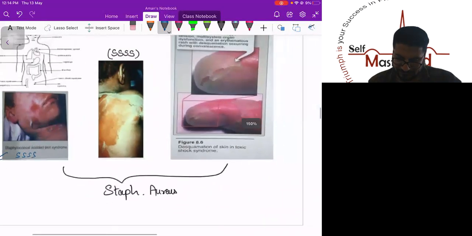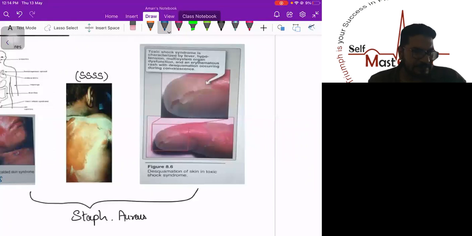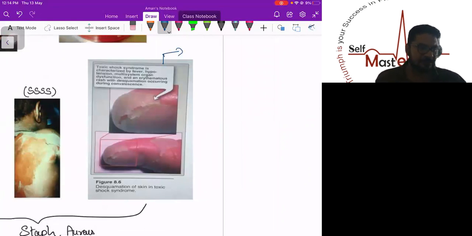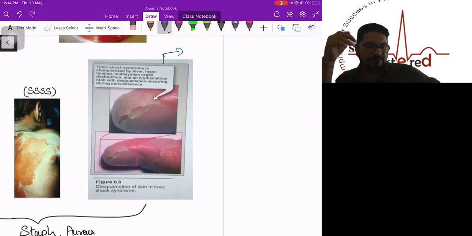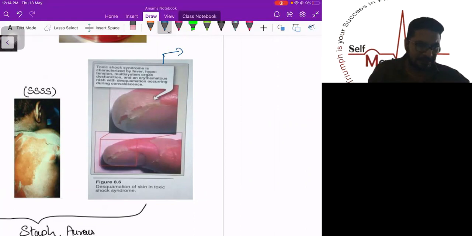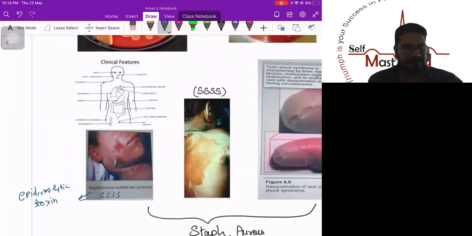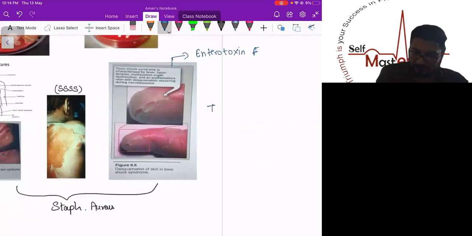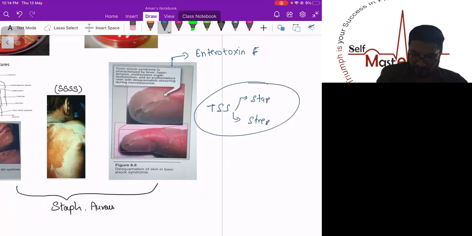Then you will see toxic shock syndrome, especially seen in females, those who are using vaginal tampons during their menstrual cycle. I told you before, scalded skin syndrome is due to epidermolytic toxin and this is due to enterotoxin F. So remember, F for female. Is it clear? Streptococcus can also cause toxic shock syndrome. So remember, toxic shock syndrome is caused by both Staphylococcus as well as Streptococcus.